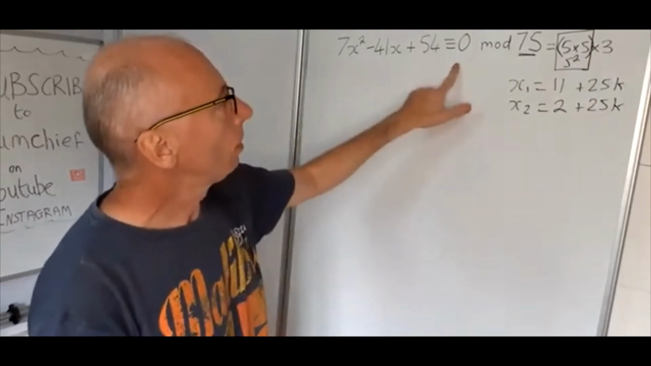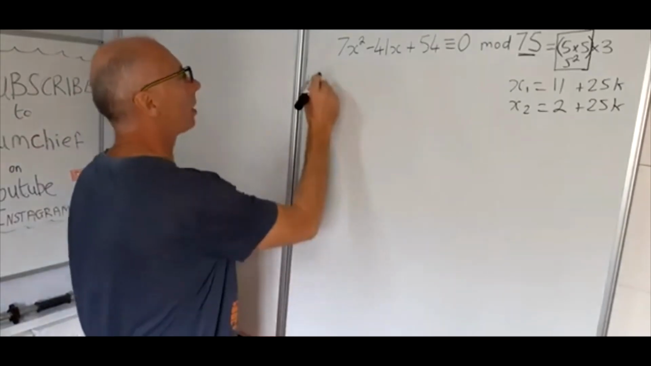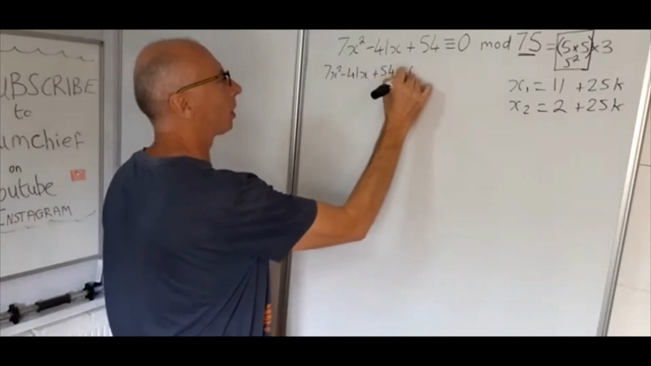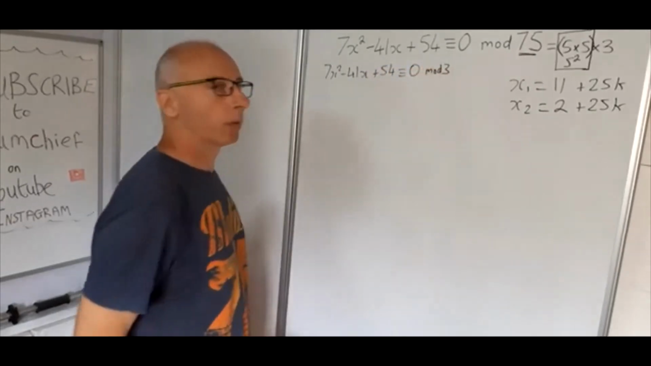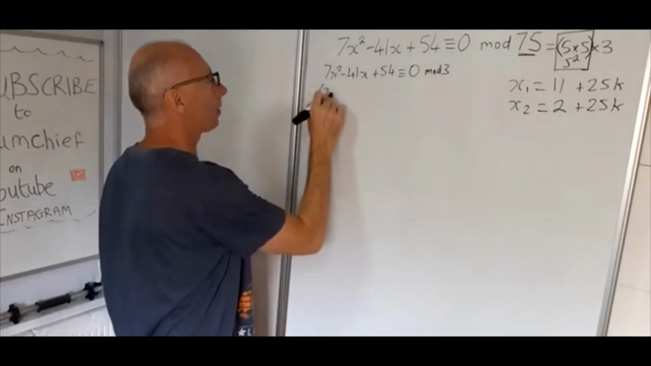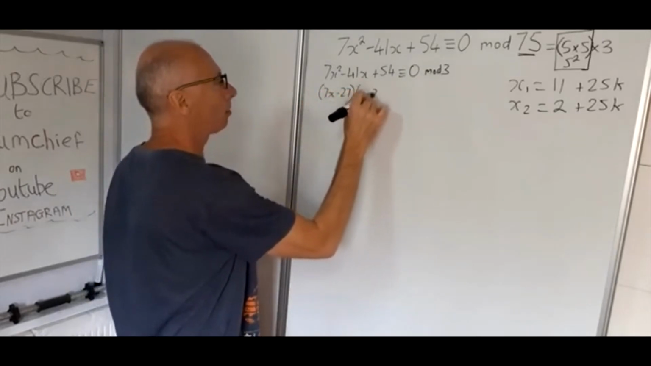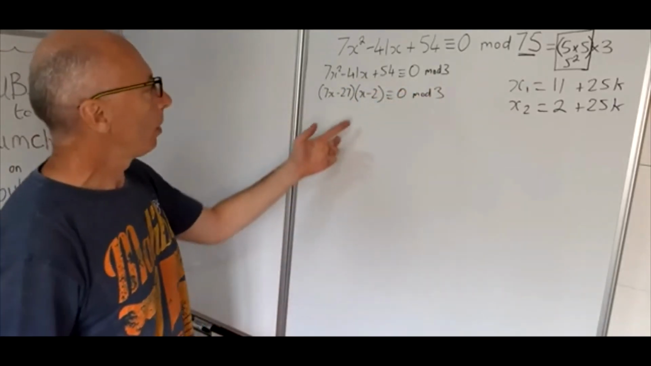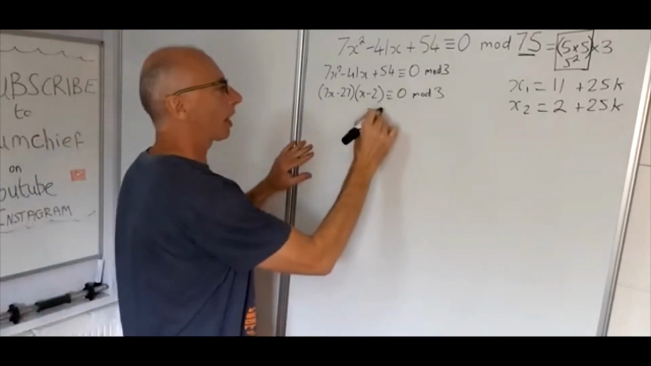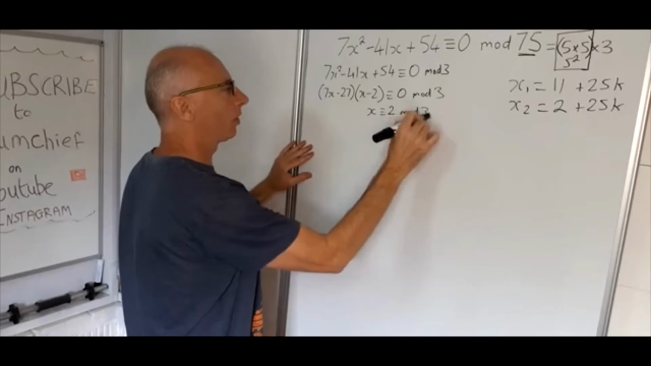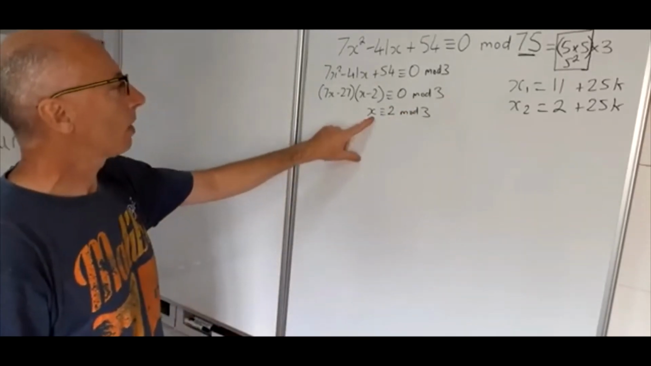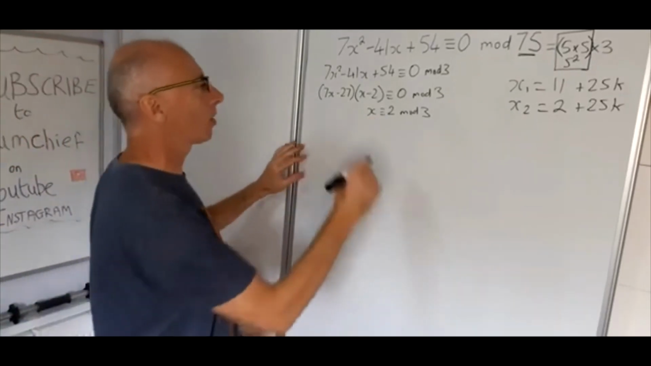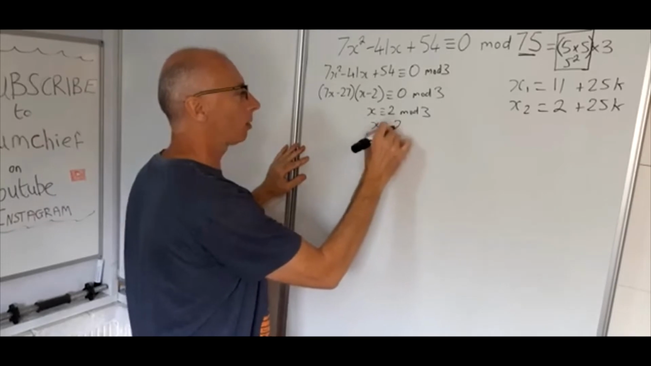So we solve this now for the congruence modulo 3. So we've got 7x squared minus 41x plus 54 congruent with 0 mod 3. And then we factored it before. So we had 7x minus 27, x minus 2, congruent with 0 mod 3. So then we had to split that up into 2. So now we can say x is congruent with 2 mod 3. And so our x value here, sorry, x is going to be 2. So here x equals 2.